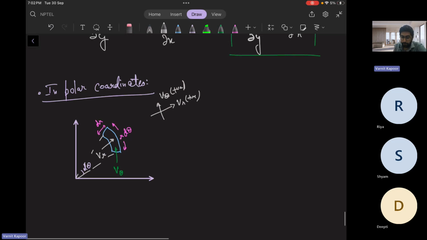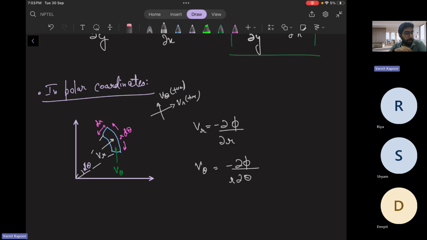So velocity in the radial direction will be written as minus dou phi by dou r, and velocity V theta will be written as, sorry, not dou VR, dou phi by dou r, okay, in terms of potential function, and dou phi by r d theta. That is your V theta.